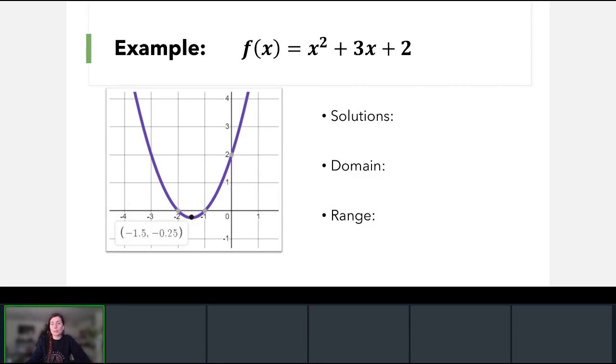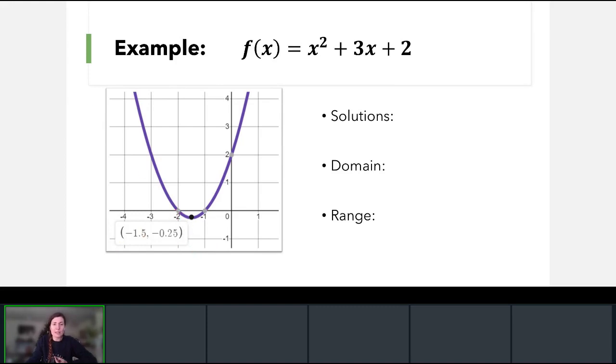Let's take a look at this example. I'm not going to delve right into Desmos for this one just yet, but we will get there. We have a function. It is a quadratic function, and it is in standard form. And if we wanted to find the solutions, we would just graph this on Desmos and see where it hits the x-axis. Do not worry about this right here. We'll get there in just a moment.